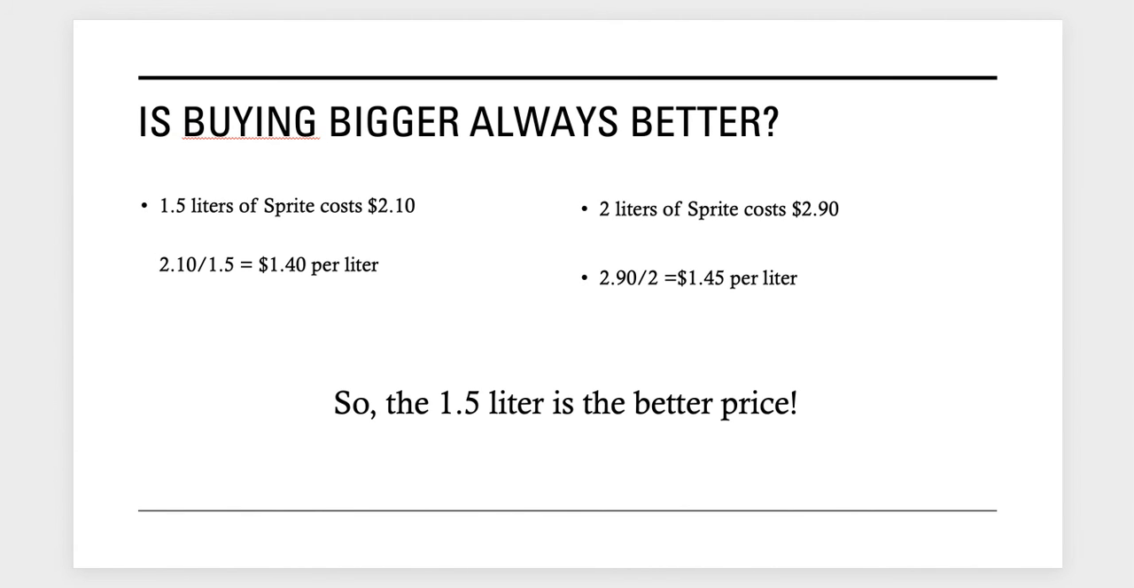We're going to take the $2.10 and divide it by 1.5, which is going to give us $1.40 per liter. Again, there's your unit price. And for the $2.90 for the 2 liters of Sprite, again, to calculate the cost per liter, we take 2.90 and divide it by 2, and we get $1.45 per liter. So the 1.5 liter is the better price.